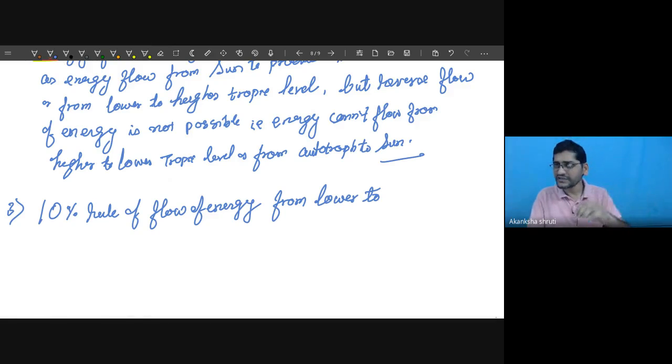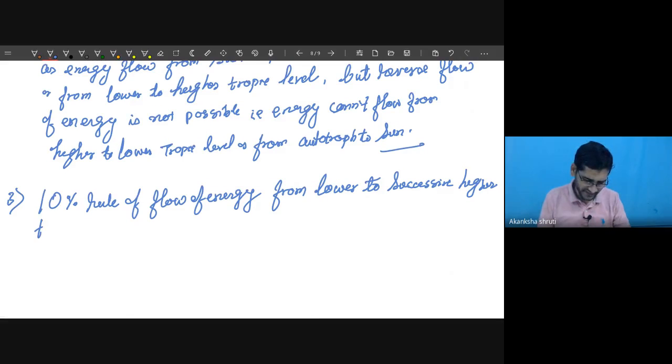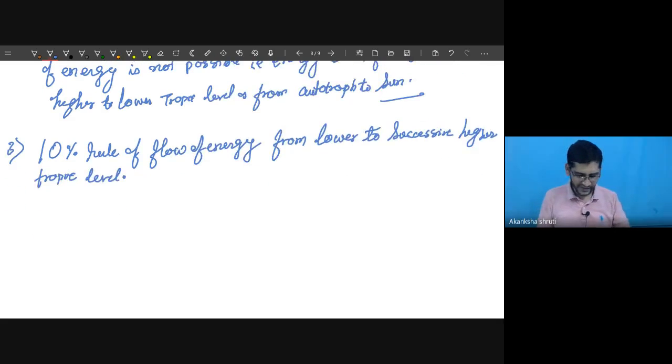Energy flows from lower to successive higher trophic levels. Do not think from 1 to directly 4. No. To successive higher trophic level. It is this one. That is, what does it mean?